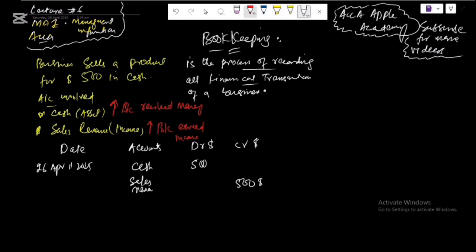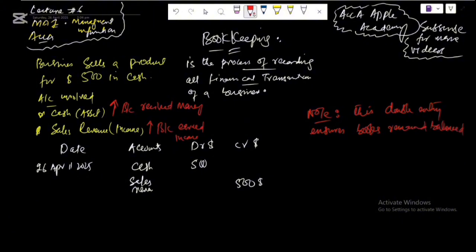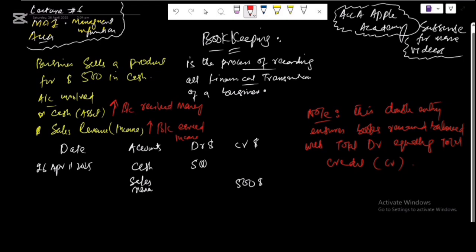Now what I will say here is that this double entry ensures that books remain balanced, and this is balanced because the total debit equals the total credit. Okay, good. Now let's move on.